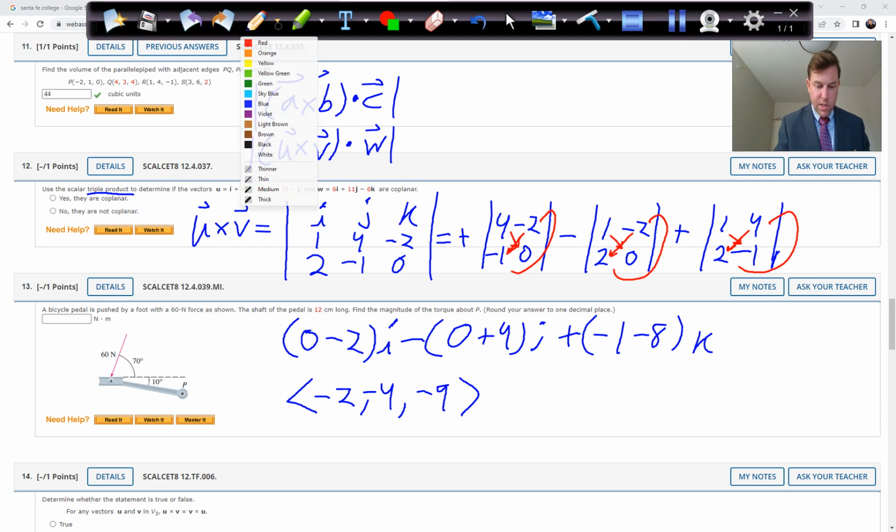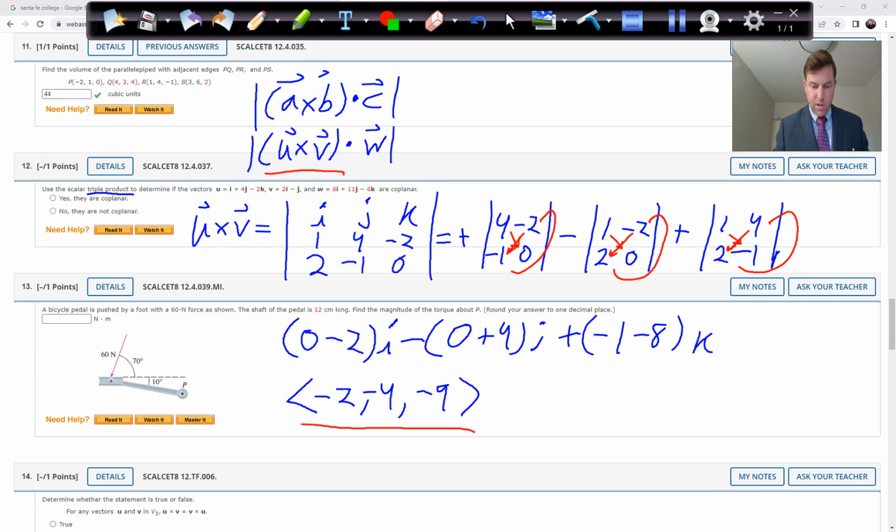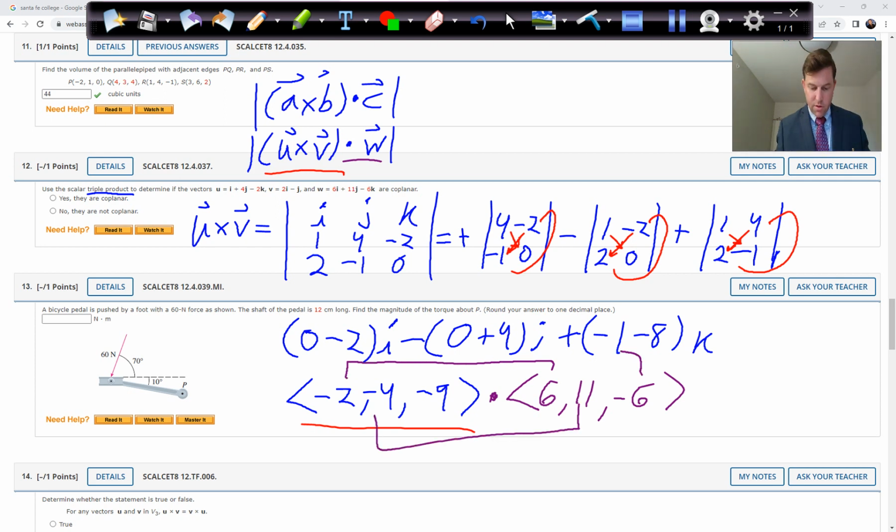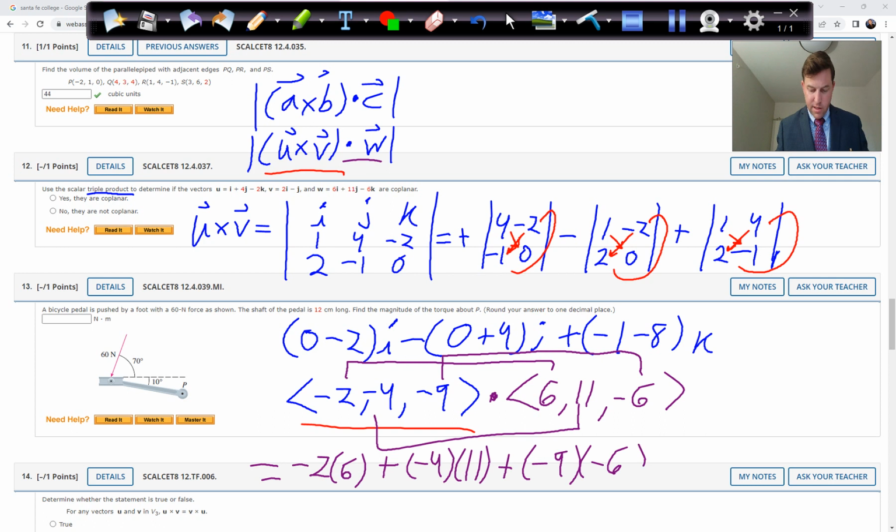And we just did this. Now we have to dot that with W. So dot that with, the W vector is 6, 11, negative 6. And we'll match up first 2 numbers, second 2 numbers, third 2 numbers, and we're going to get minus 2 times 6 plus minus 4 times 11 plus minus 9 times minus 6. And if you do all that out, for my numbers, I get negative 2.